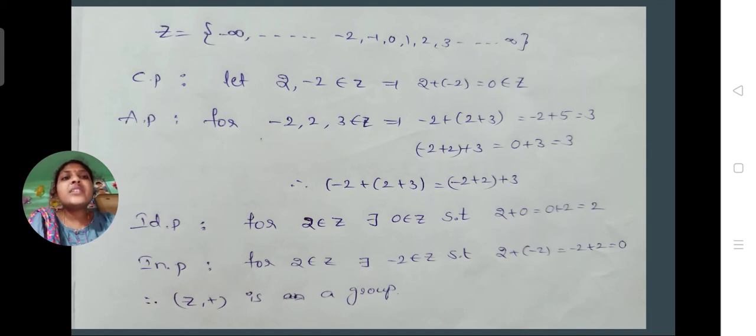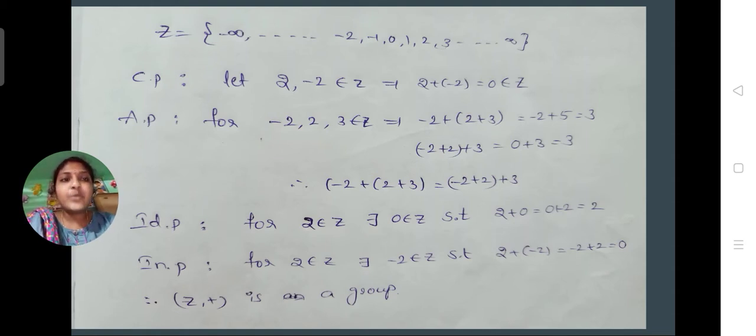And next, (a star b) star c, that means (minus 2 plus 2) plus 3. So minus 2 plus 2 is 0. We already know BODMAS rule: we have to prefer the bracket first. So minus 2 plus 2 is 0, plus 3 is equal to 3. So here the values of minus 2 plus (2 plus 3) and (minus 2 plus 2) plus 3 are equal. So Z satisfies the associative property.